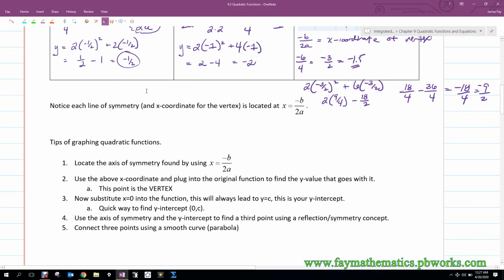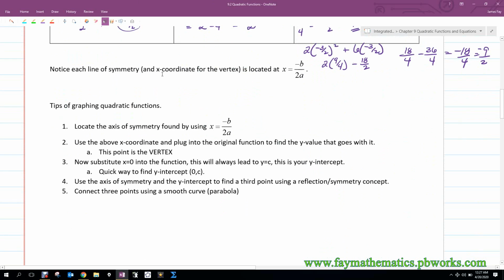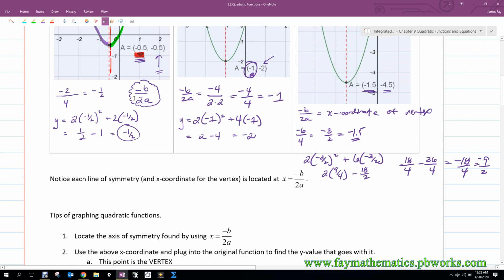So here are the tips that we're going to go through to graph some quadratic functions quickly and accurately. The first thing is to locate the axis of symmetry found by using that little formula. The x value equals the opposite of b over 2a. Number 2 says use the above x-coordinate and plug that into the original function to find the y value that goes with it. We already did that. That's what we were doing here.